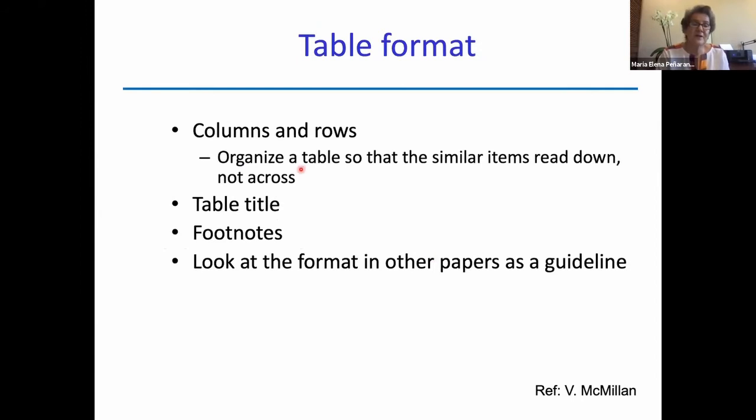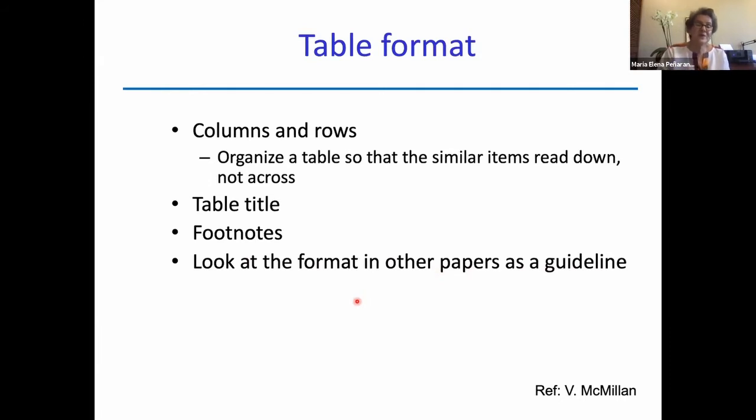So tables are organized in columns and rows. Organize tables so that similar items read down and not across. So as I was saying, you put the organisms and then you do the similar items, what antibiotic they were resistant to, so you don't have to repeat the name of the organisms. The table has a title, it has footnotes, and look at the format in other articles as a guideline for how you're going to do your table.